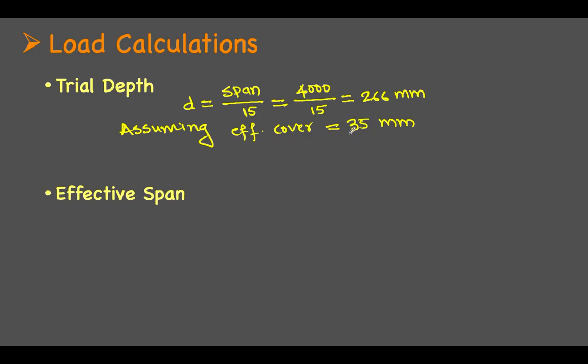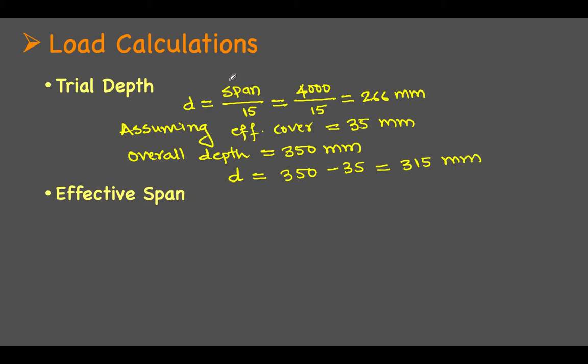And considering this 35 mm and increasing the overall depth, for design purpose we will be considering overall depth. Of course we have to check, this is a trial depth. Overall depth we will consider as 350 mm, and hence the effective depth, which is denoted as small d, is 350 minus 35, which we get as 315 mm.